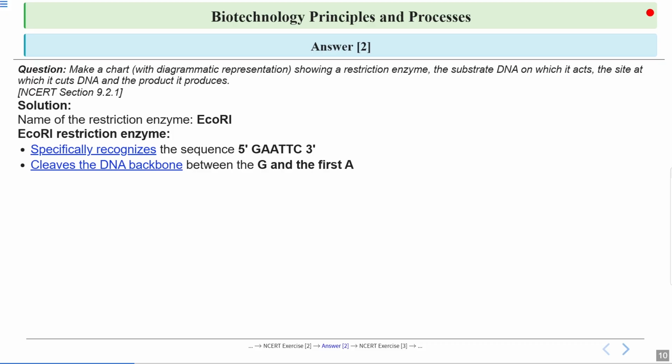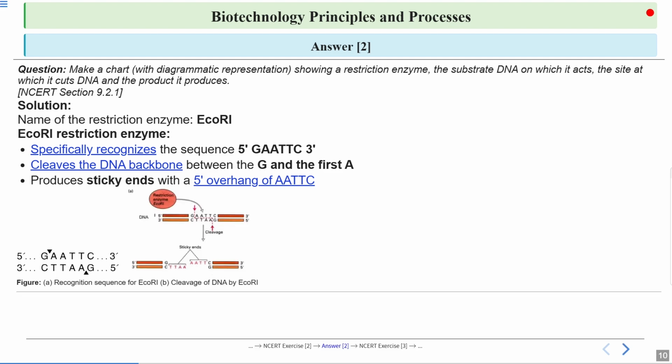So it cleaves the DNA backbone between the G and the first A. G is present at the 5' end, and the next nitrogenous base is A. So it cuts in this position. It produces a sticky end with a 5' overhang at AATTC.